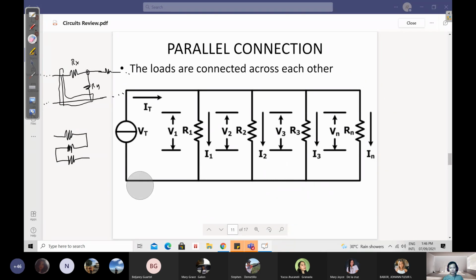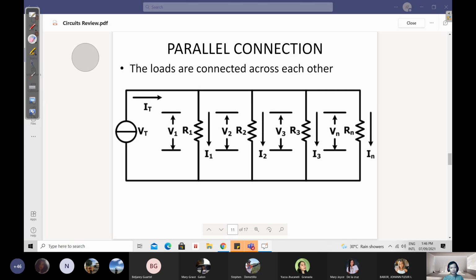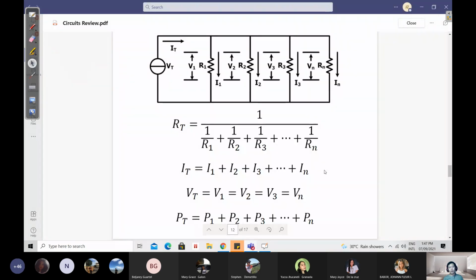Okay, erase. Characteristics of parallel connection. You have here, if you want to solve for the total resistance, this is the formula. Okay? And then for the total current, this time we're going to add up everything. The current is a summation. Okay, recall that in series connection, the current is equal. Here for parallel, the voltage has now become the constant part. So, any resistor there has a voltage equal to your source. Okay? Recall that in series, the voltage will be a summation.